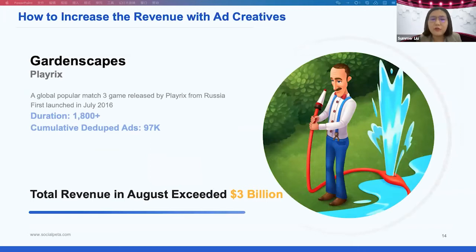So we can see that Gardenscapes was first launched in 2016. Its total revenue now exceeds $3 billion. And Playrix, the developer of Gardenscapes, is already one of the most profitable game developers worldwide. So basically, those are the recent trends we can see from the most popular games in different categories.